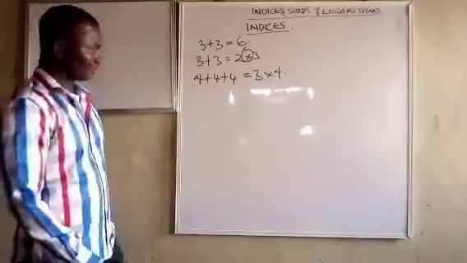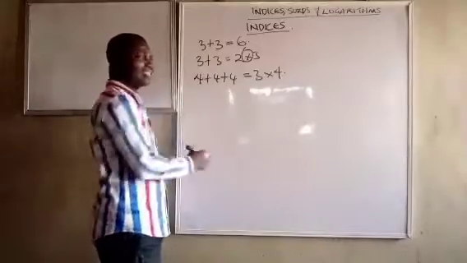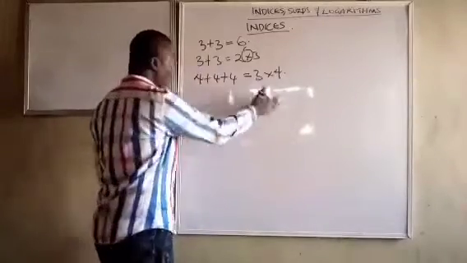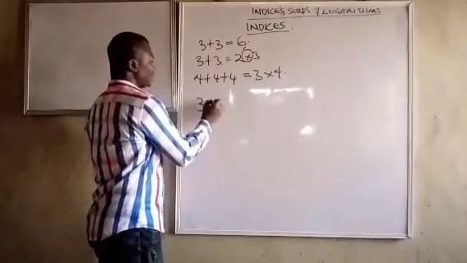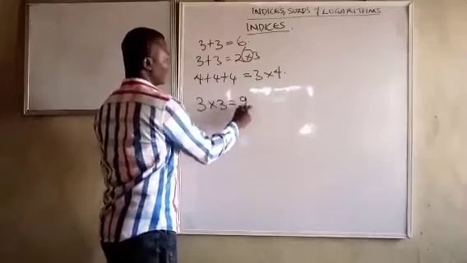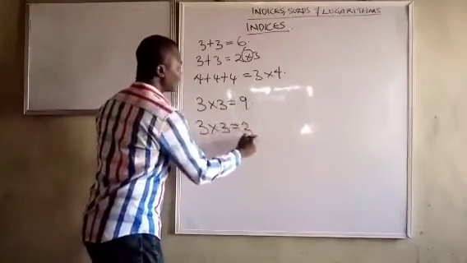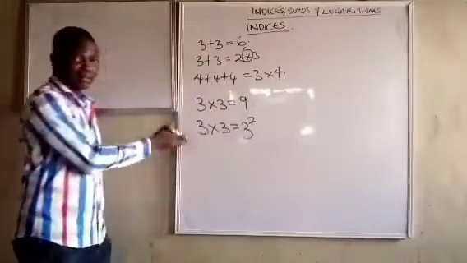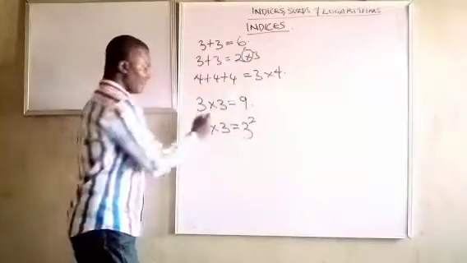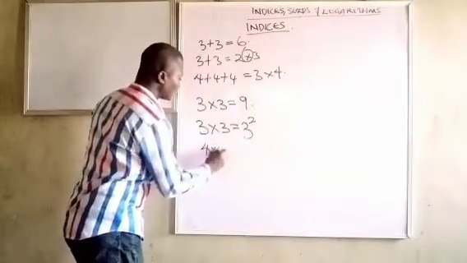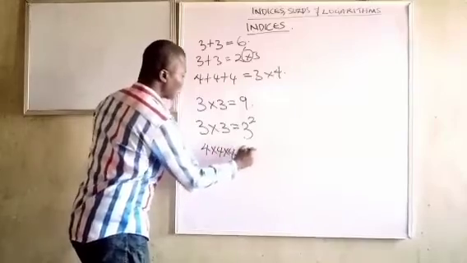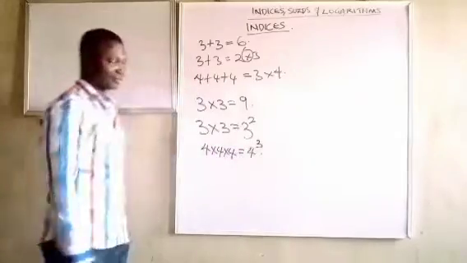In the same way, when we multiply the same number over and over, we have power. Let's look at this. 3 times 3 is equal to 9. But we can also state it like this. 3 times 3 is equal to 3 raised to power 2. That is, we multiply 3 in 2 places. Let's look at this one also. When we have 4 times 4 times 4, we say we have 4 raised to power 3.